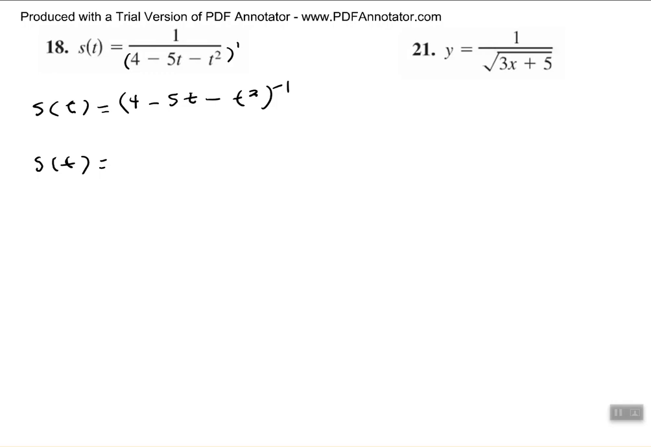Okay, so after I move it up, now let's use the power rule. So this negative 1 exponent comes out front. Subtract 1, so that makes negative 2. And then times the derivative of the inside. So the derivative of negative 5t is negative 5. The derivative of negative t squared is negative 2t.